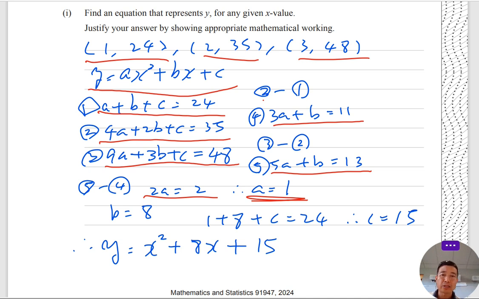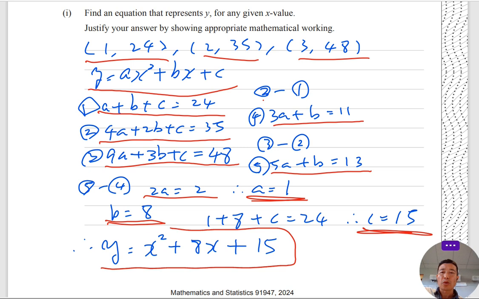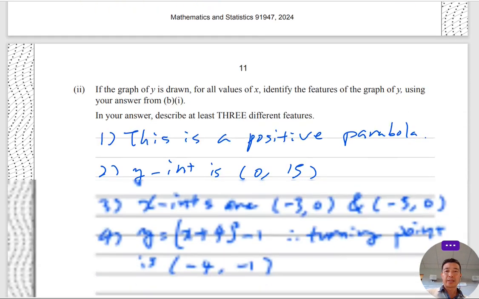Well, 5 doesn't matter, so you will find the b is 8. So a is 1, b is 8, hence c is 15. Hence you can form this equation, y equals x squared plus 8x plus 15. This is the best way to solve this kind of question. You can test it: you plug 1 into it, you will get 24, 2 into it, 35, and so on.